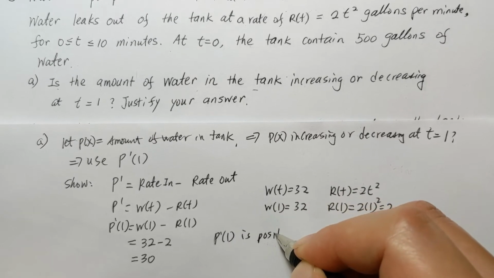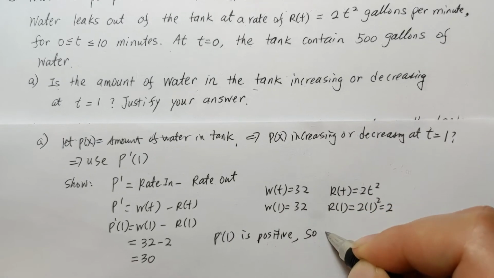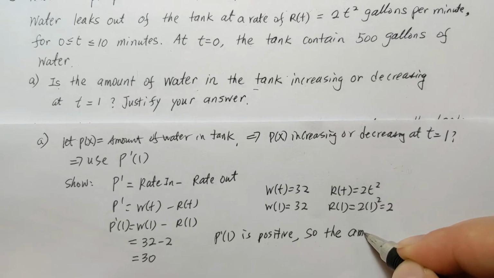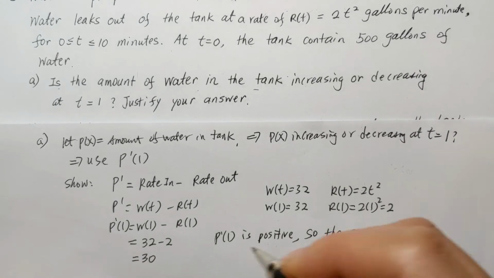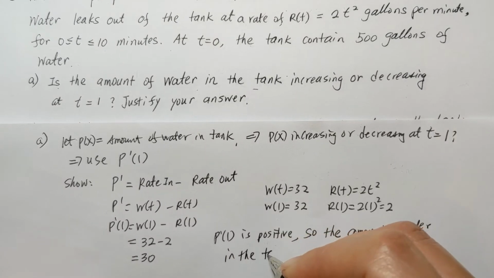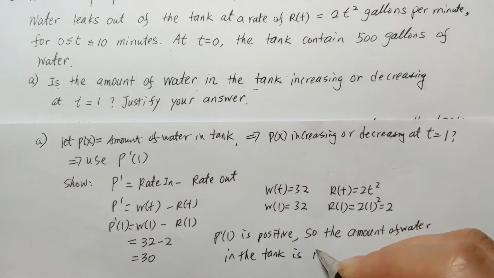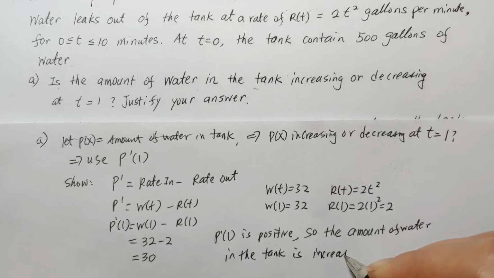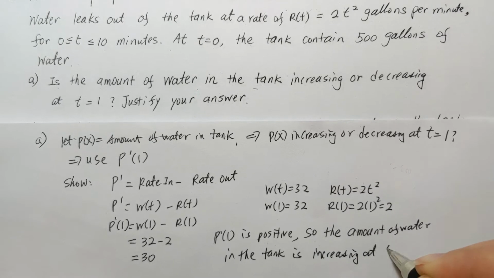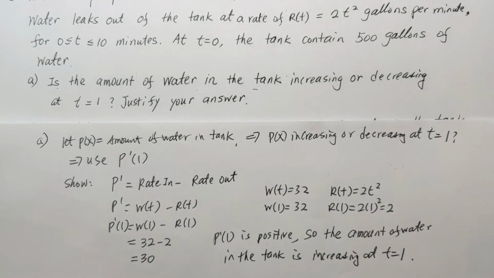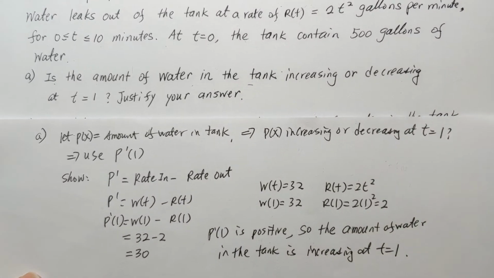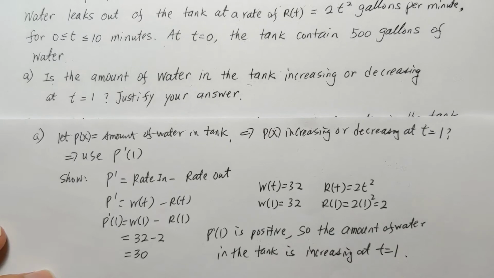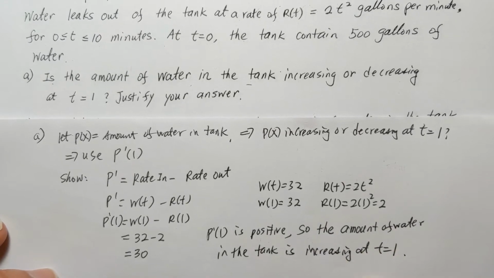is positive. So the amount of water in the tank is increasing at t equal to 1. So for number 2, I'm not going to show the other method. If you want to, you can use the other method that you like. So we finished part A.